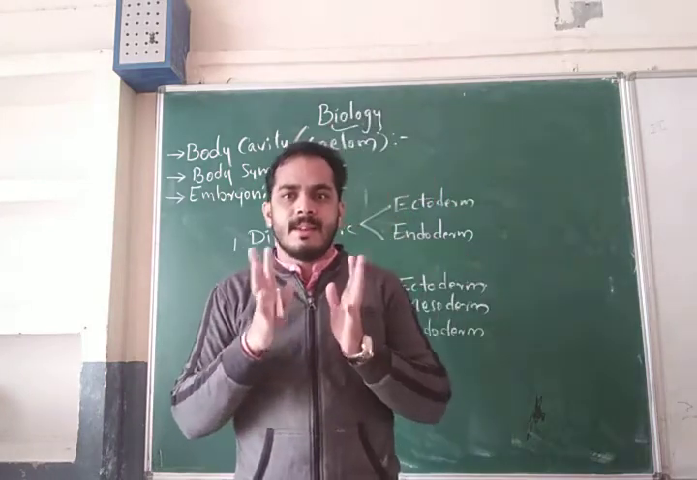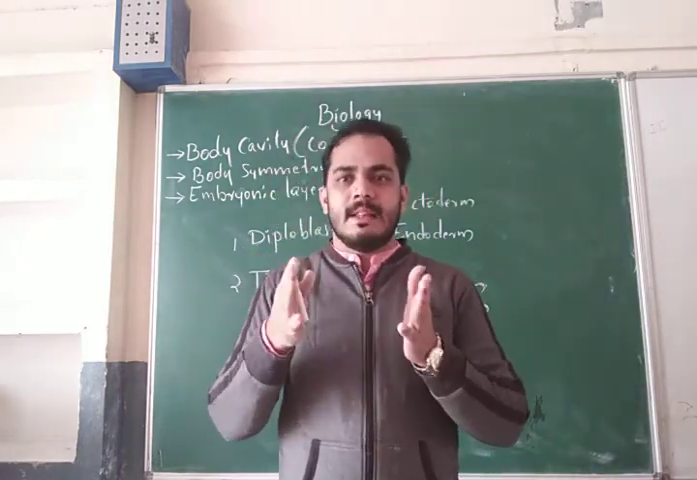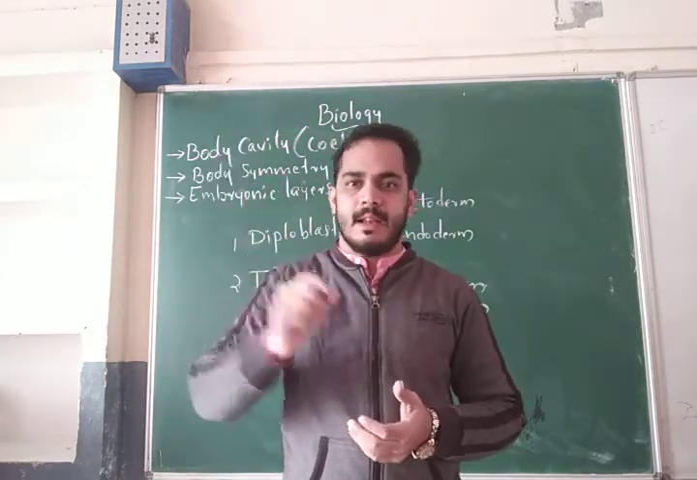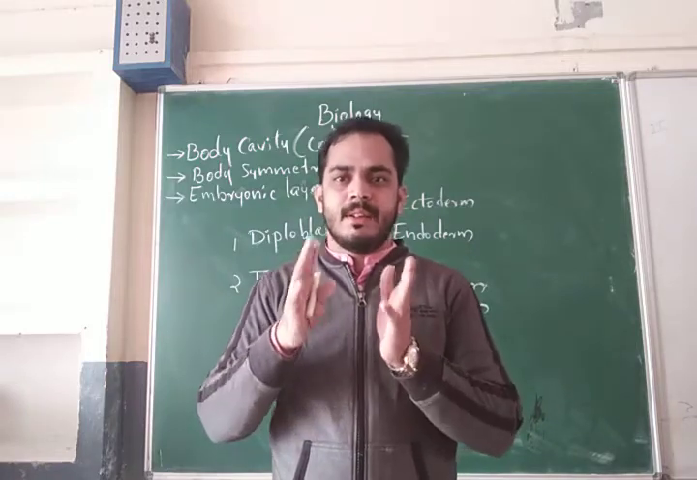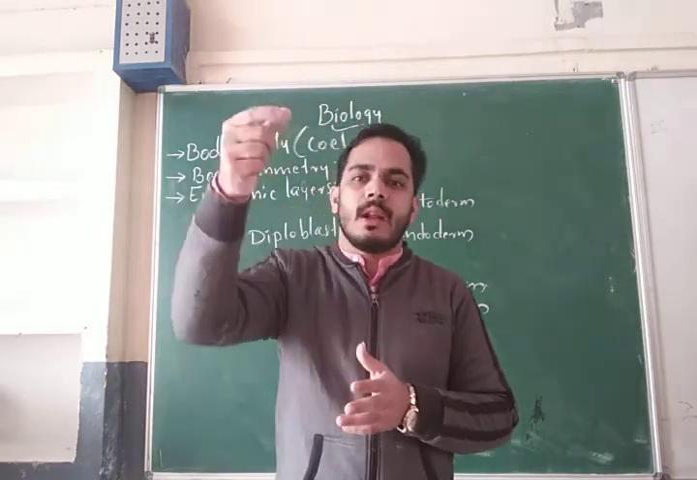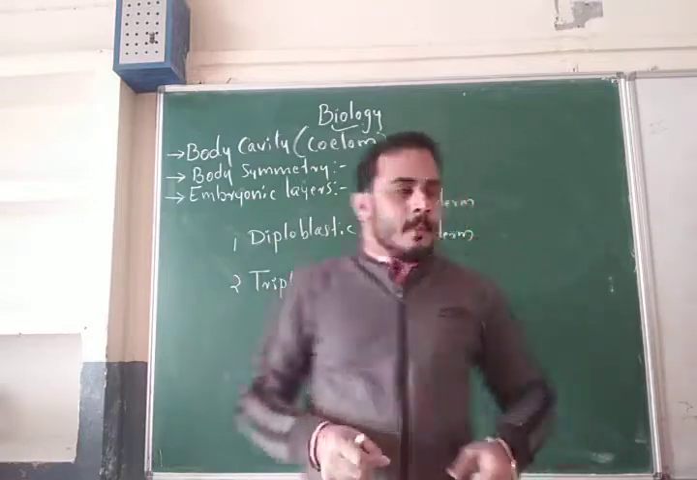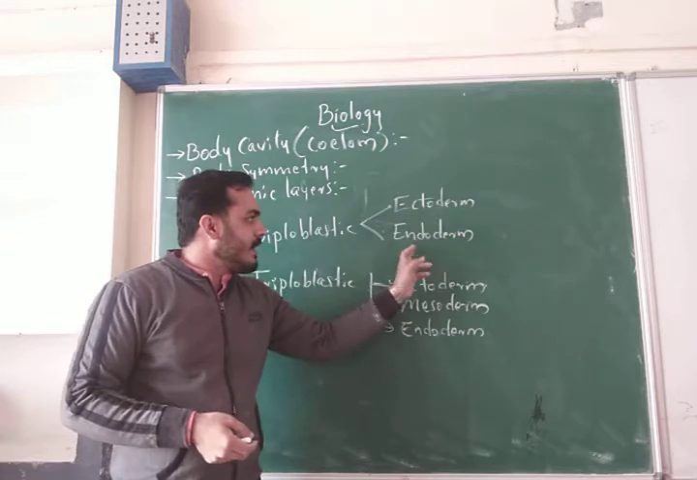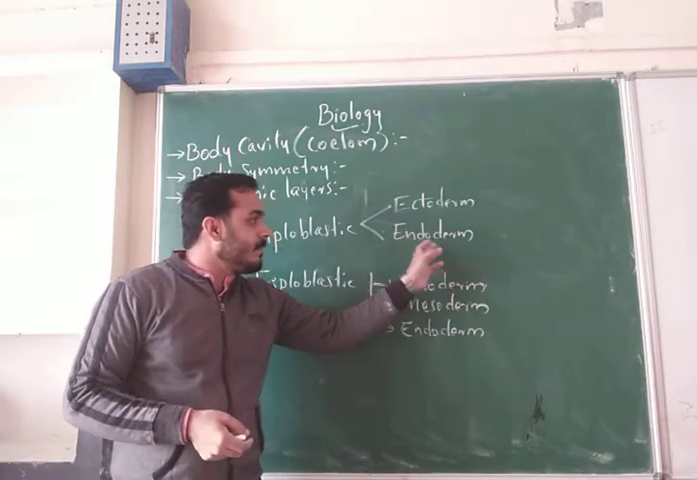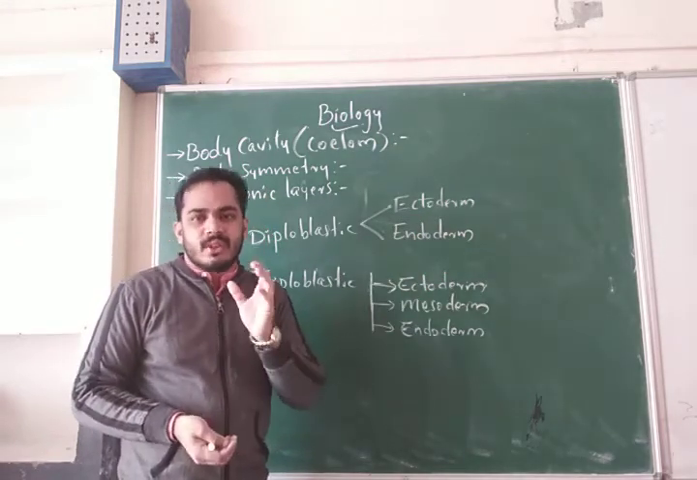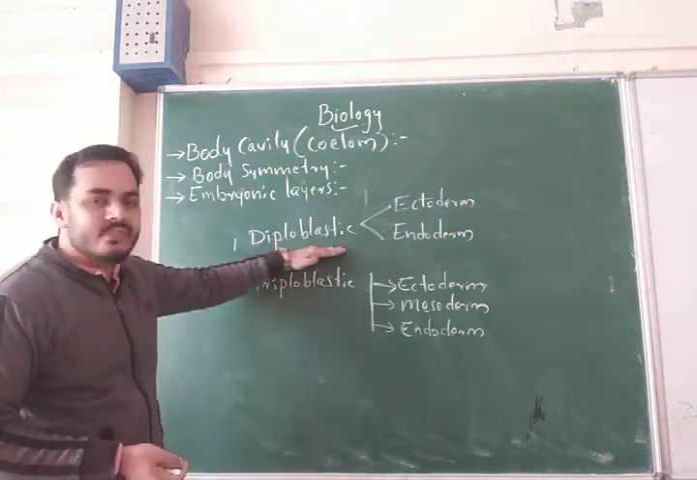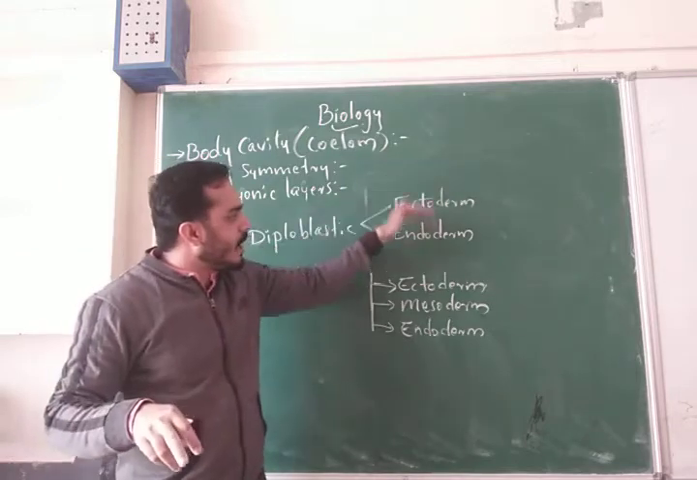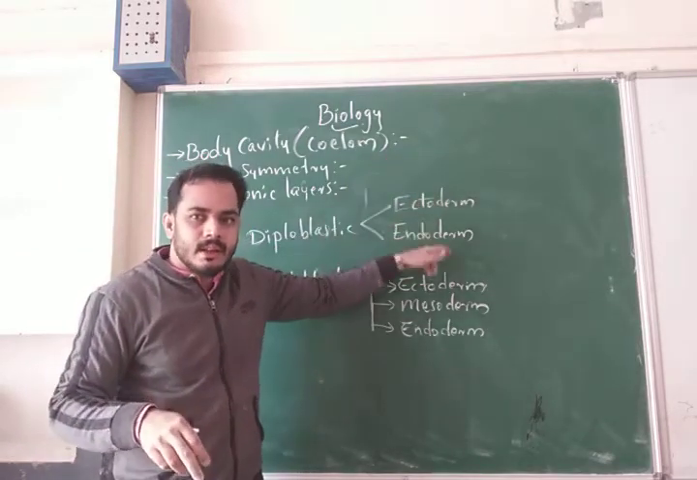Some organisms have cells with only two layers, one outer layer and one inner layer. These two layers have different names also. The outer layer is called ectoderm, and the inner layer is called endoderm. This type of organism is called diploblastic. The germ cell has two layers, ecto and endo, an outer layer and an inner layer.